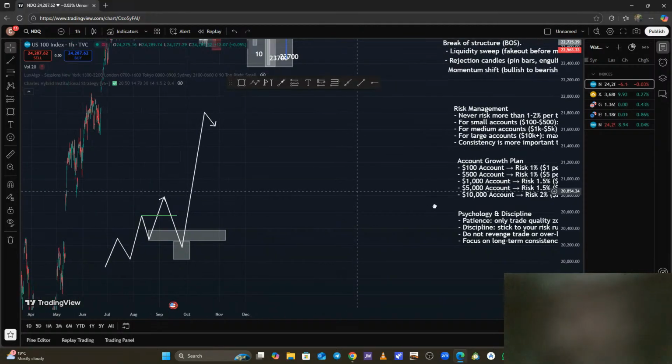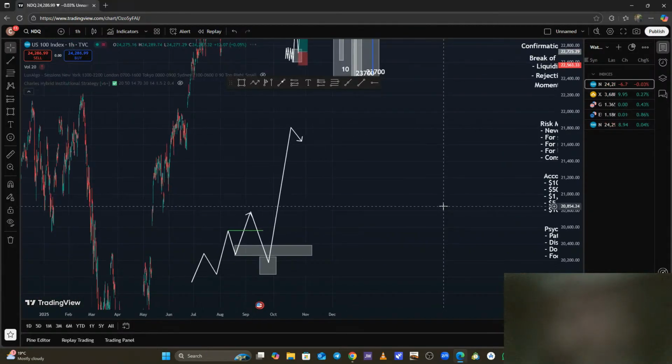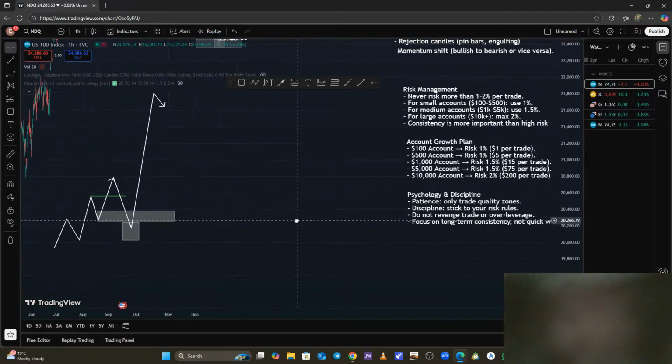Number two, don't revenge trade. So if you lose one trade, you come back later, you find another zone, you lose that trade. You can even stop for the day because that's a two. If you are risking 1% per trade and you take two losses in a day, then that's a 2% loss. You need to stop. That's how basically you need to do it. You need to stop at 2% if you are doing your risk management well.